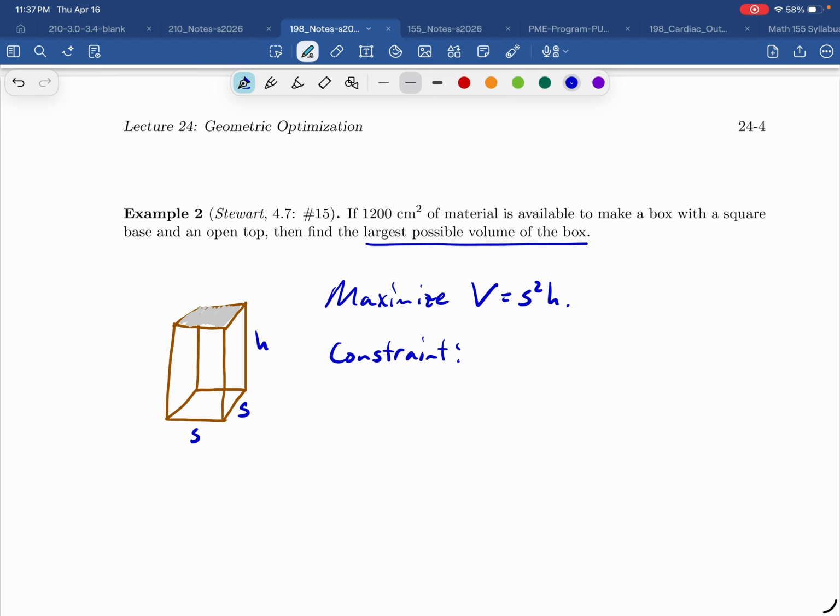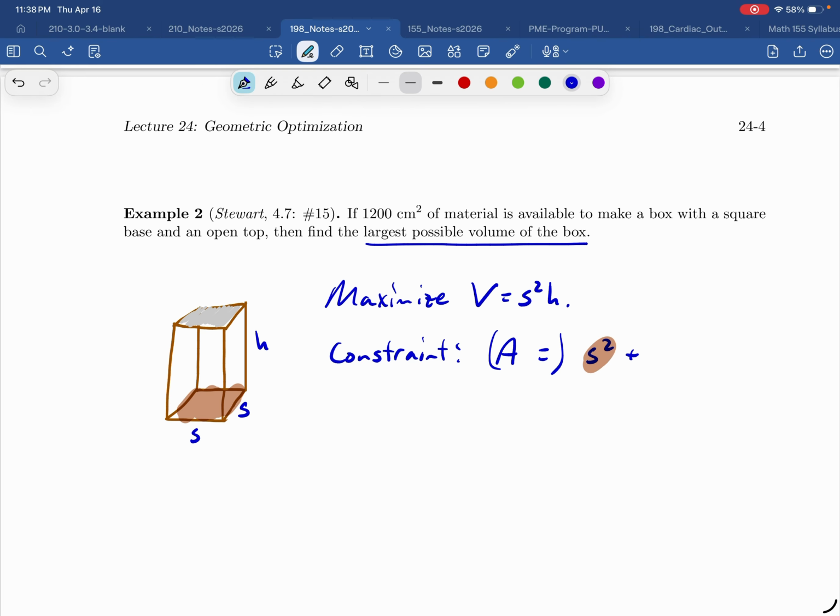So what's the constraint then? Well, the constraint, yes, it is going to involve a 1200. It's good if you saw that. But it's going to be the surface area of the cardboard, right? You don't even need to write this A equals. I just want to point out that we're using the surface area formula. And in this case, it's going to be S squared. Where are we getting that? S squared is from that brown part, that bottom of the box.